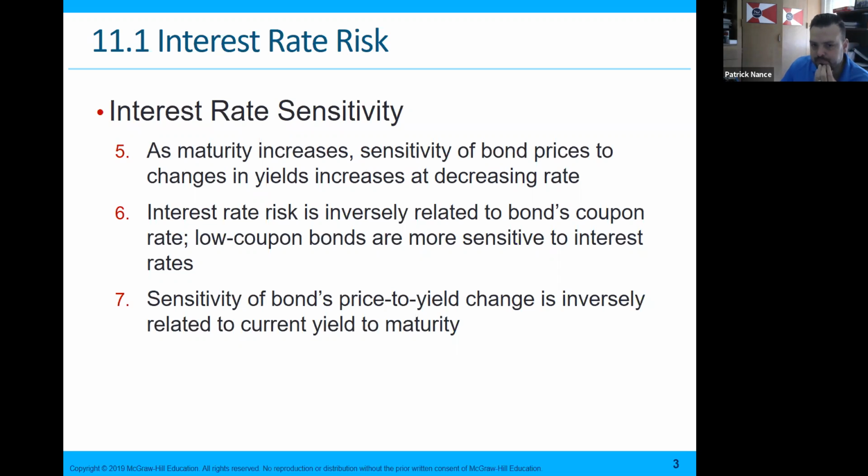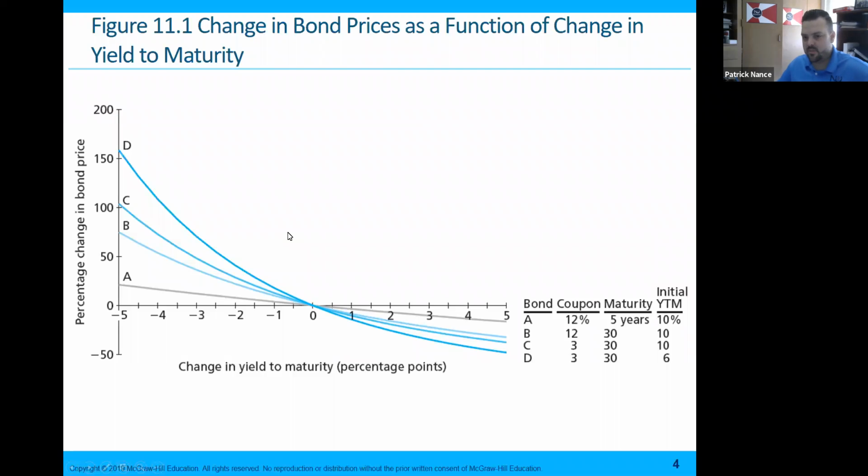The sensitivity of bond price to yield change is also inversely related to the current yield to maturity. This is what the graphic representation of those statements looks like. We have bonds A through D, with coupon rates of 12% for two and 3% for two. Then we have a shorter term to maturity for bond A versus 30 years for B and C, and an initial yield to maturity of 6% for D.